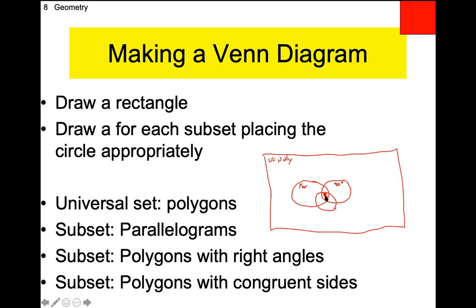Square. Which parallelogram sits right here that's a parallelogram and it has right angles? Rectangle. And which parallelogram sits right here that has congruent sides? Rhombus. And let's see, which congruent sides are 90 degrees?